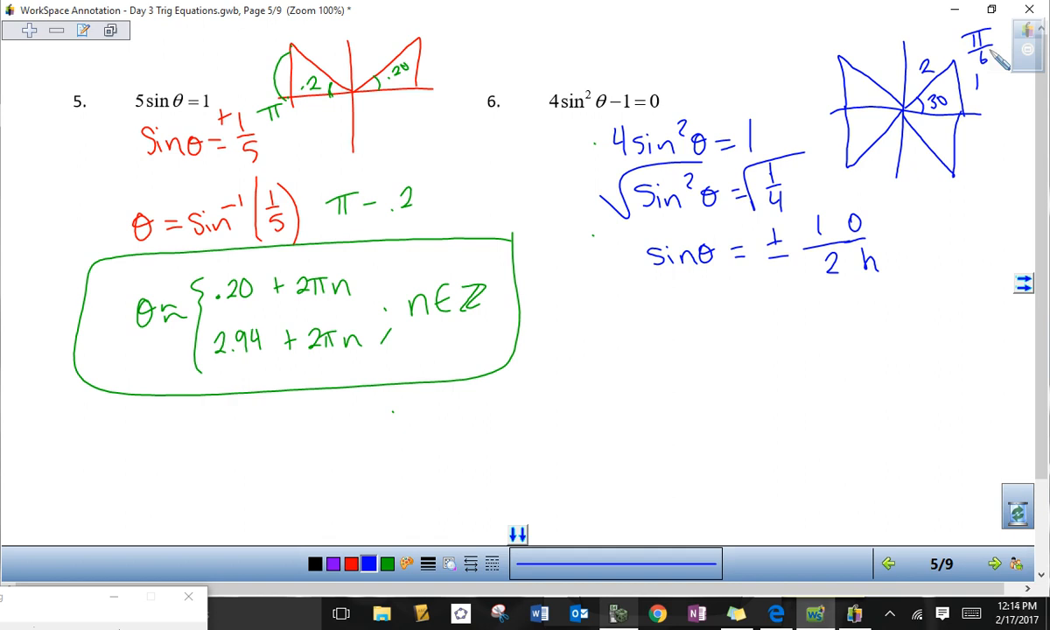Okay, the toughest part for some of you on this will be finding the other radian measures, so pause the video and see if you can figure those out. You should have come up with 5 pi over 6, 7 pi over 6, and 11 pi over 6.